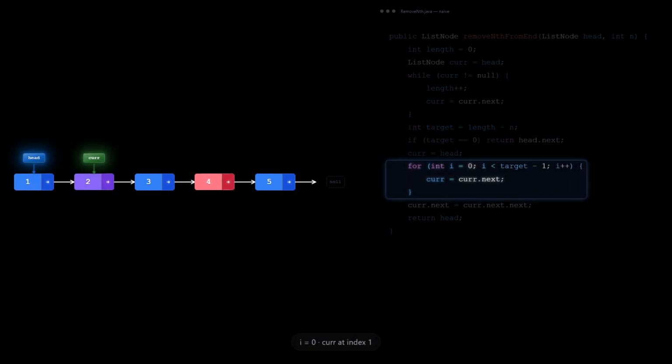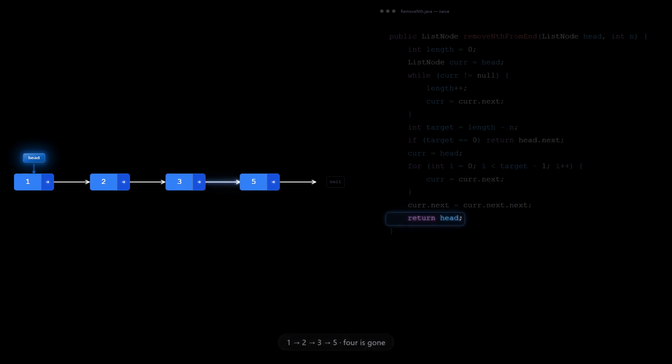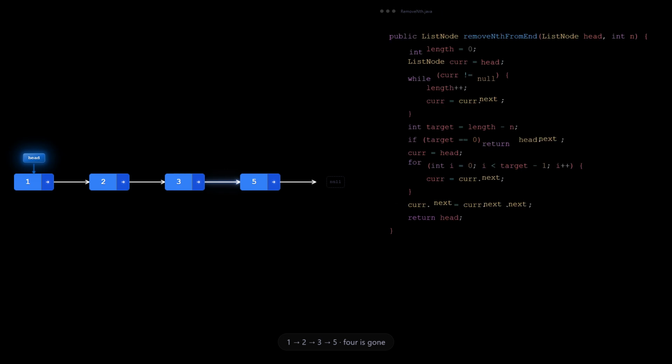So we reset cur to head and walk 2 steps to land on node 3, the predecessor. Then we splice by setting cur.next to cur.next.next. So 4 gets bypassed and we are done. But that was 2 passes. So can we do it in just one?